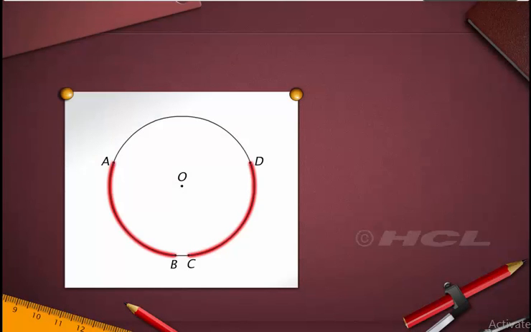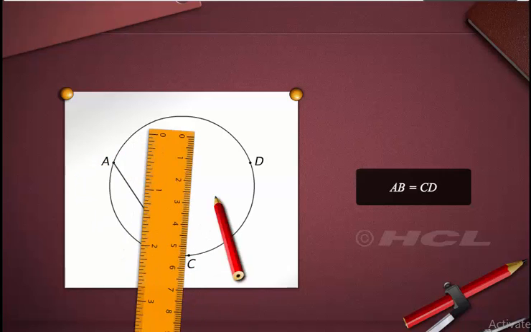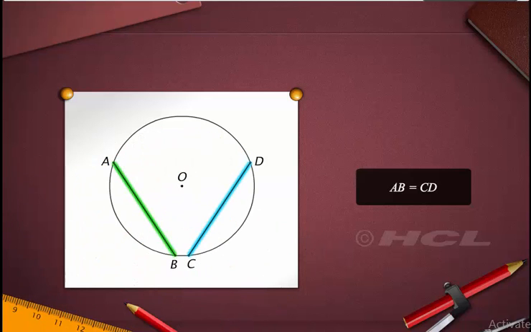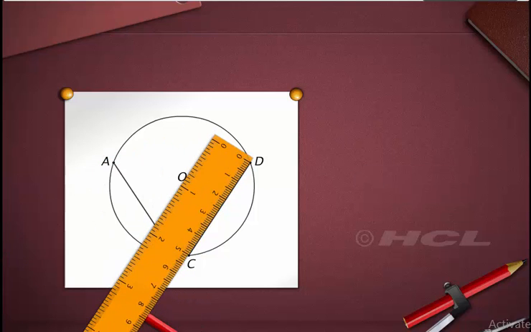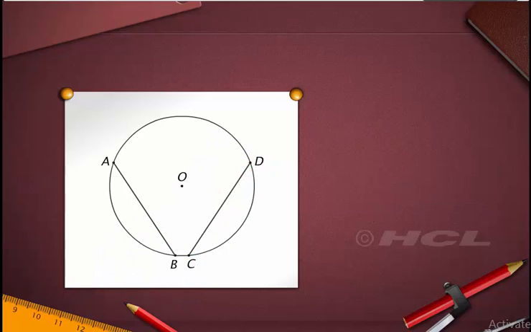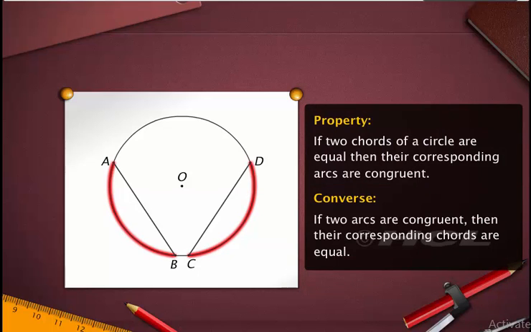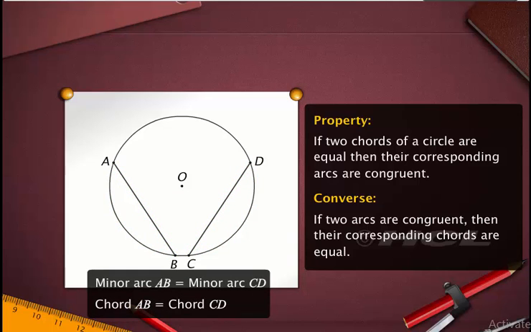In this circle, observe that the two arcs AB and CD superimpose each other and therefore they are congruent to each other. Let's find out if the corresponding chords of these arcs are equal in length. Yes, both the chords are of equal length. Thus, the converse of this property can be stated as, if two arcs are congruent, then their corresponding chords are equal. Therefore, in this circle, minor arcs AB and CD are congruent and consequently, the chords AB and CD are equal too.